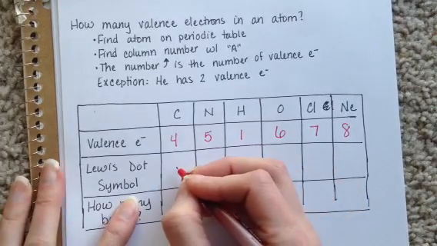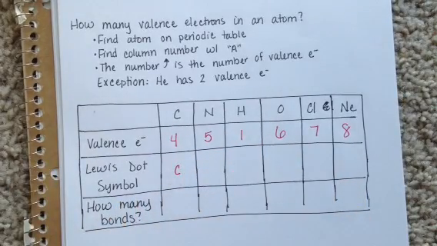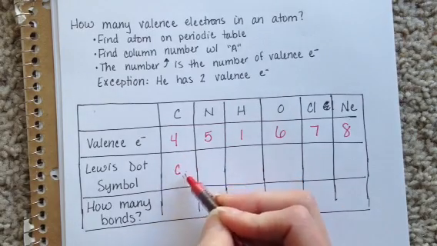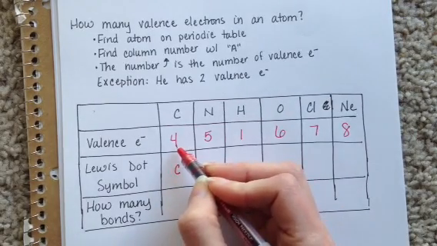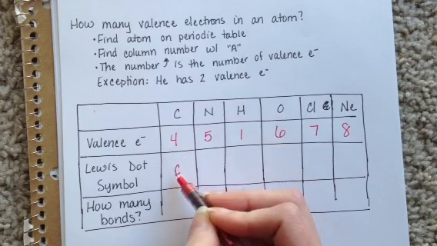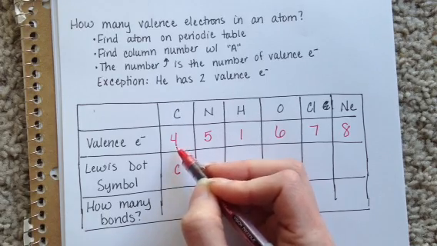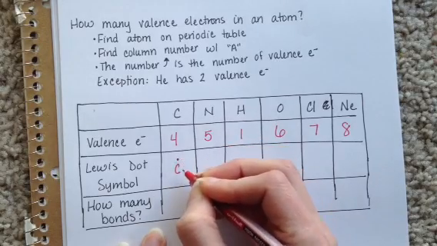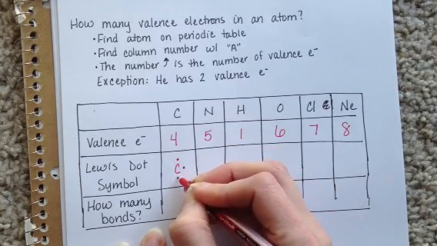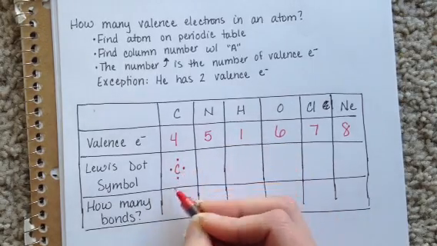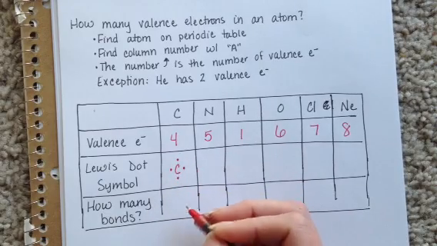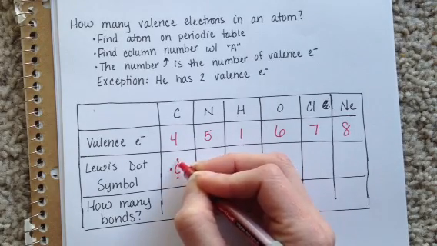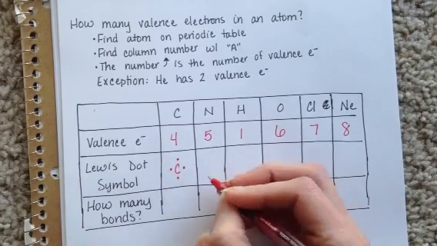To make a Lewis dot symbol, you start by writing the atomic symbol, and then you draw dots around the atomic symbol, 1 dot for every valence electron. So carbon, with its 4 valence electrons, is going to get 4 dots. The dots are drawn at 12 o'clock, 3 o'clock, 6 o'clock, and 9 o'clock around the symbol of the atom. And they're drawn one single dot in each position before you draw two dots in any position.